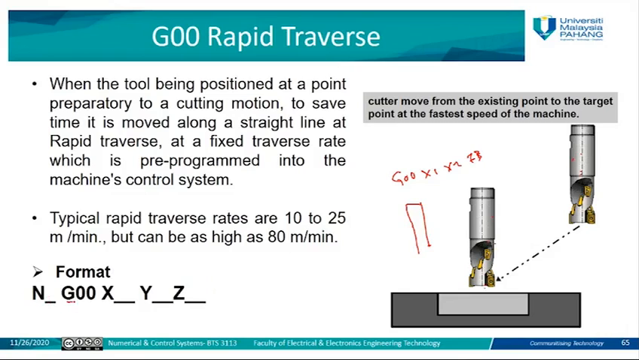Then you give the command G00, and you give the coordinates for X, Y, and Z. If you only have two coordinates, you give the two coordinates. If you have one coordinate, you give one coordinate. It depends on where this point is located. I mean, where the targeted point or the destination point is located with respect to the current point.